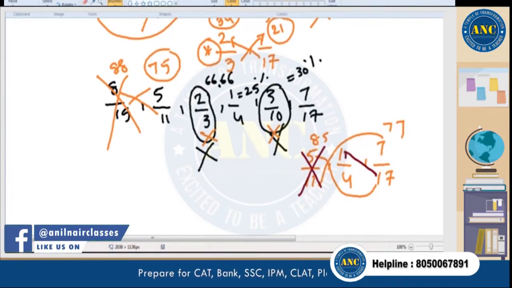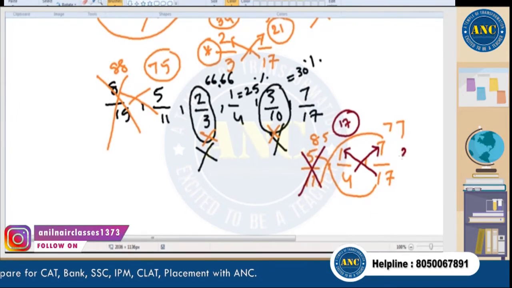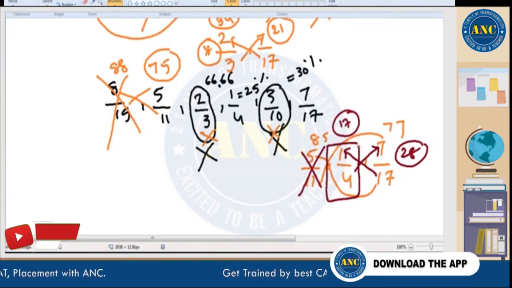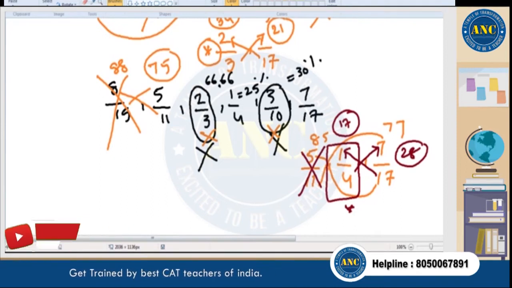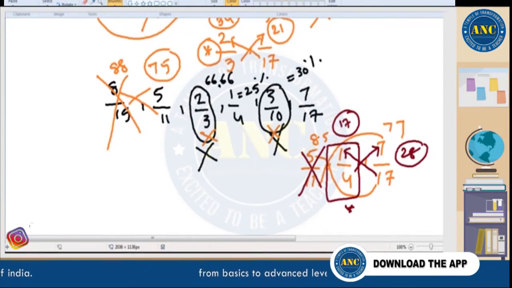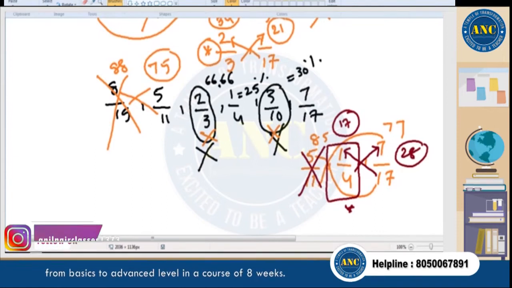Last two. 17 1s are 17. 4 7s are 28. But I need the least one, so this is the least one. 1/4, sir. So like this, if you work out this comparison of ratios, it can be useful to you while solving the questions of DI in examination.